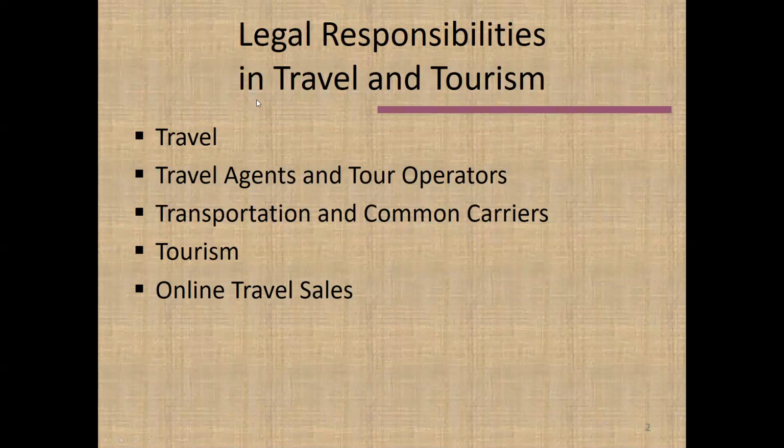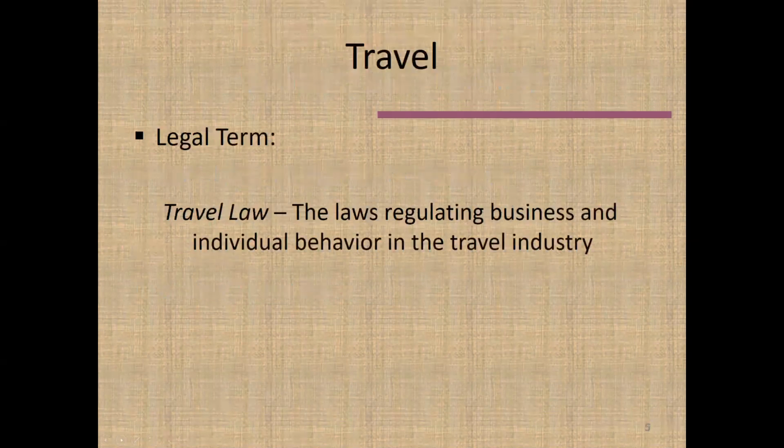We're going to divide up the topics in this chapter into 5 subcategories. We're going to talk generally about the topic of travel, then we'll talk about travel agents and another category of travel providers called tour operators. And then we'll talk about common carriers. We'll talk about the tourism part of the travel industry. And then finally, we'll talk about how online travel sales impact the law, or how the law, I guess, impacts them. So let's begin.